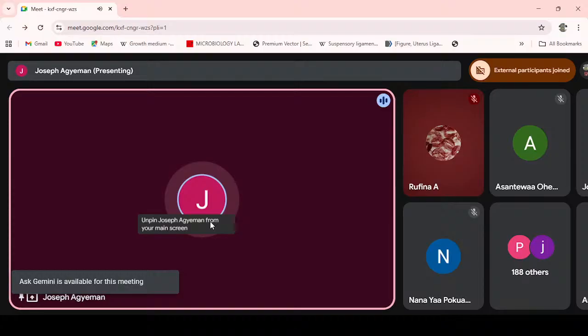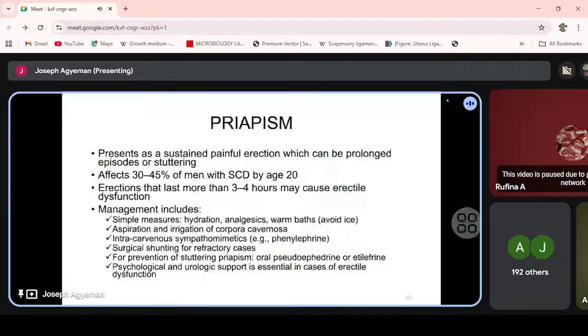How do we manage this? If it occurs, you need to relax and do your conservative management. Effective hydration. Remember, dehydration is one of the causes of vaso-occlusive crisis. This is part of the complications. It's painful, so give analgesics. Don't go and give cold baths. You further cause vasoconstriction, so give warm baths.